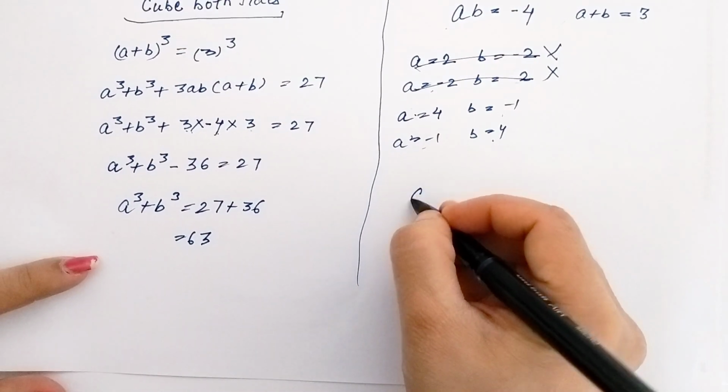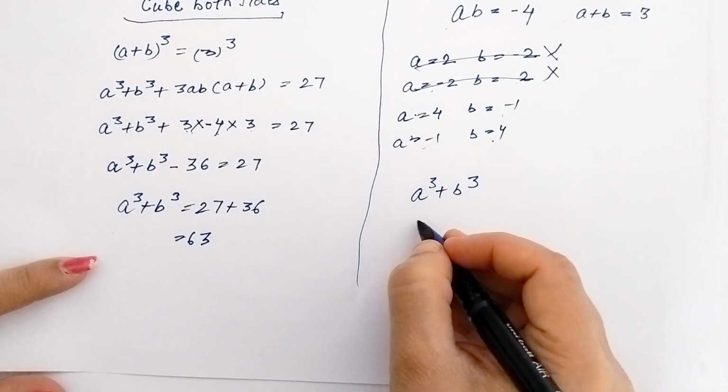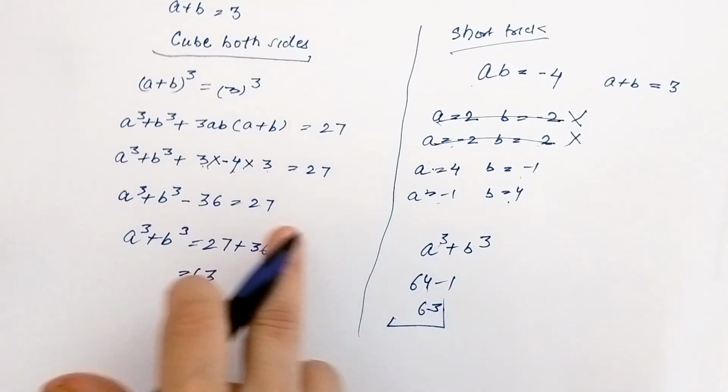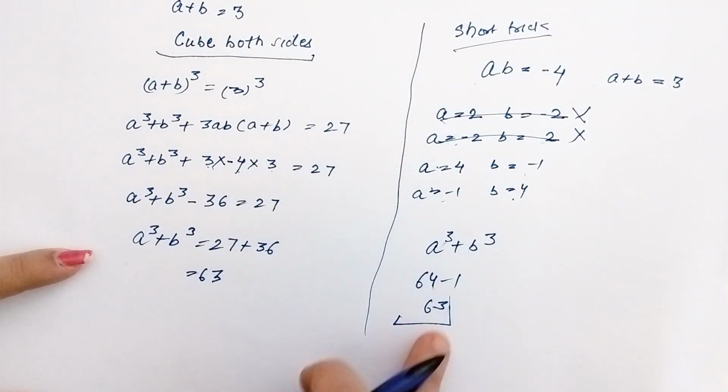So for these two options, if we calculate A cube plus B cube, we will always get 63. So this is the short trick for doing it. Instead of doing the long method, you can do it like that as well.